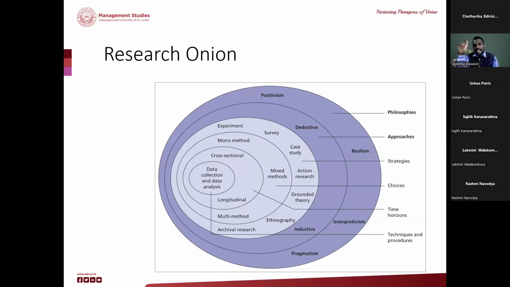If you take the experiment and survey here, that comes under the quantitative approach, whereas case study, action research, grounded theory, ethnography, and archival research mentioned in this layer come under the qualitative. Here you can see there is a relationship between these layers as well. Interpretivism deals with induction, and induction deals with qualitative research or qualitative strategies. We can see there are 6 qualitative strategies or designs, the case study, action research, grounded theory, ethnography, archival research.